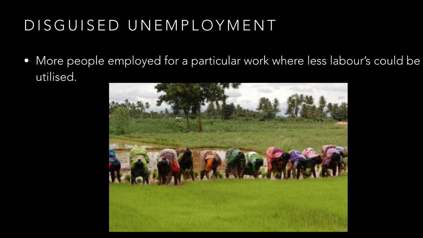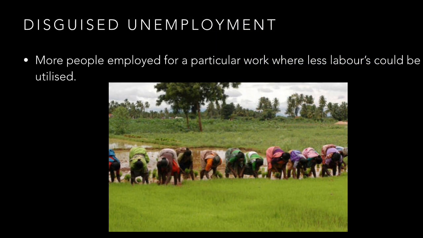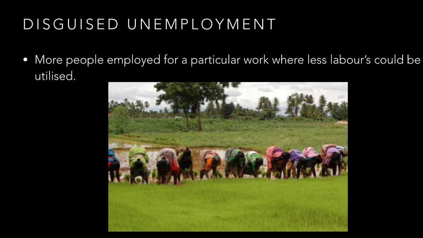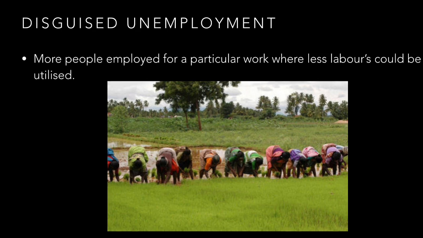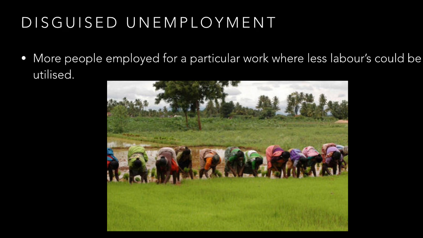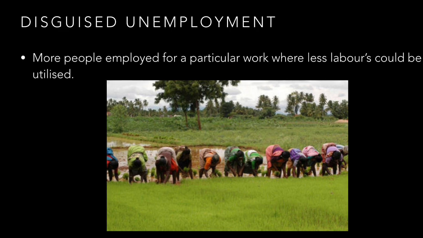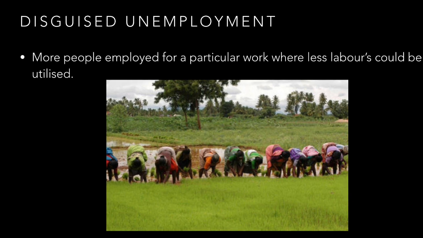The seventh type is disguised unemployment. It is the last type, in which there are people who are visibly employed but are actually unemployed. It means more people are engaged in a work than required. Even if some workers are withdrawn, production does not suffer. This type of unemployment is found in the agricultural sector. In this situation, marginal productivity of labor is zero, less or maybe negative.